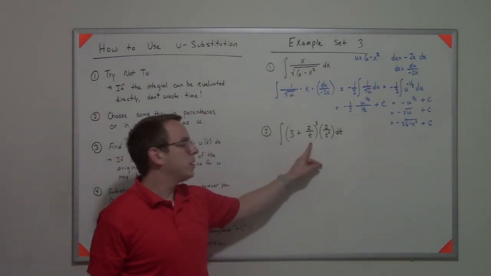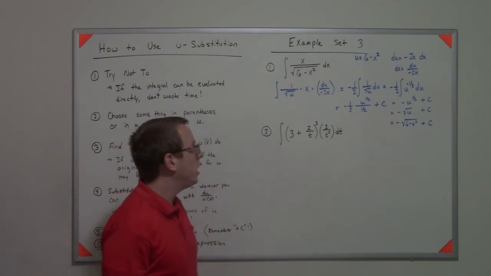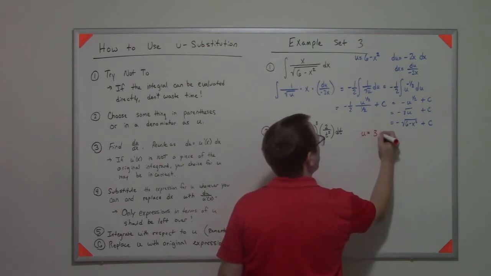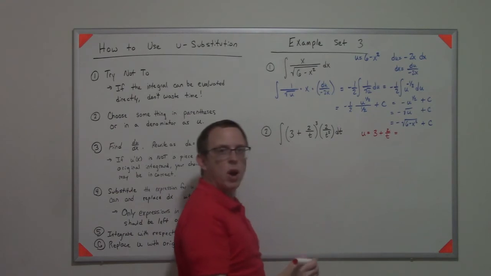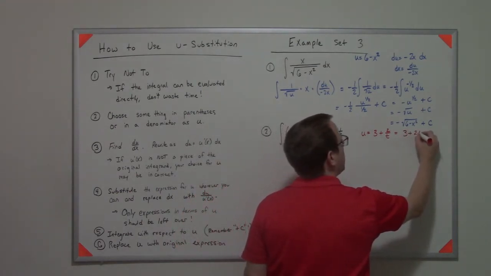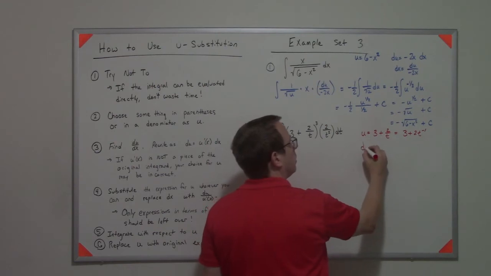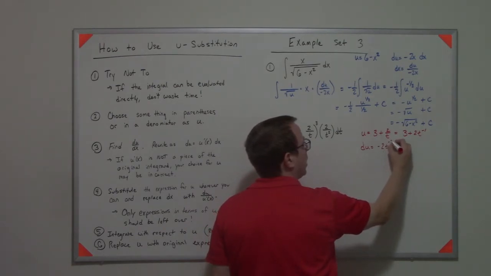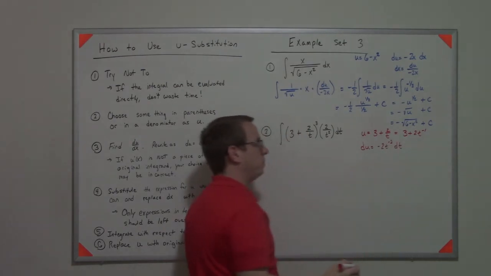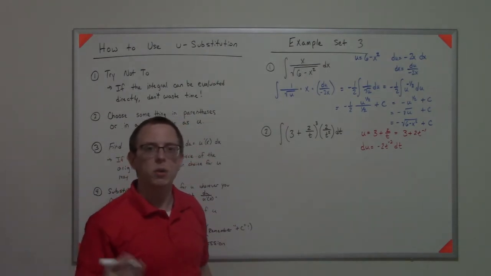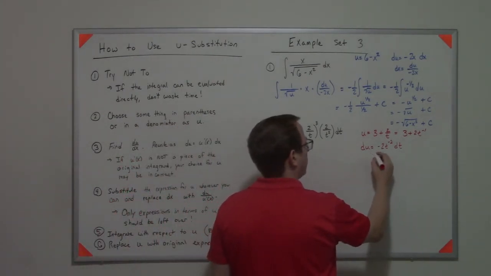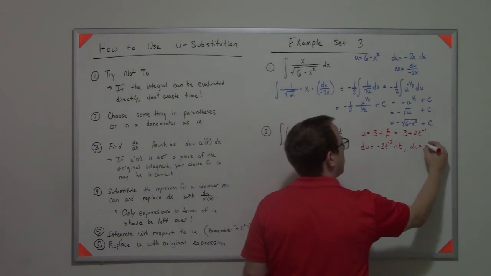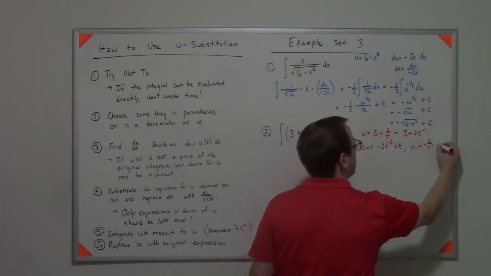You'd have to multiply this thing out. I just wouldn't recommend it. So instead, let's pick what's inside this parentheses as my u. So I'm going to say u is 3 plus 2 over t, which I can rewrite as 3 plus 2t to the negative 1. So then du, the 3 goes away. That becomes negative 2t to the negative 2 dt. But I don't like that, so I'm going to rewrite that as du equals negative 2 over t squared dt.